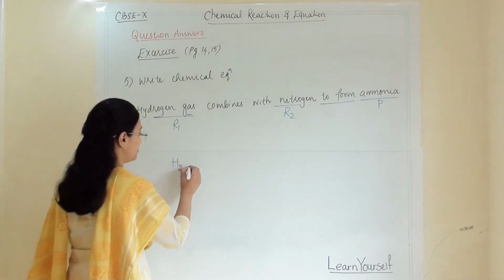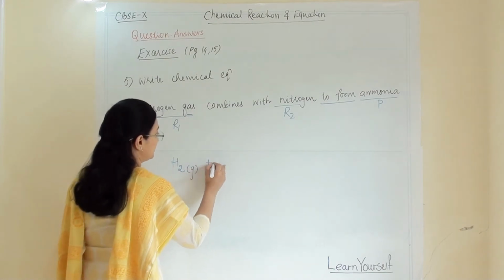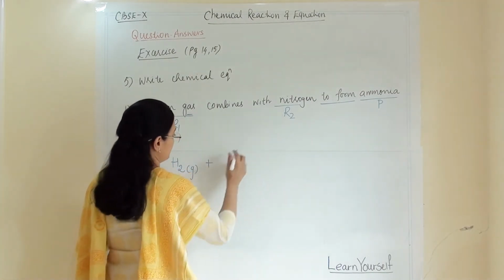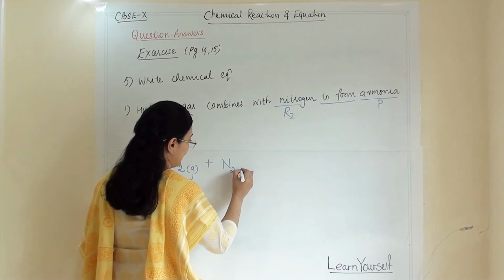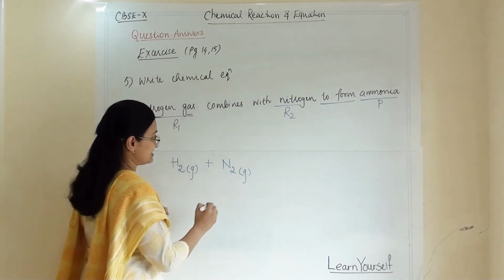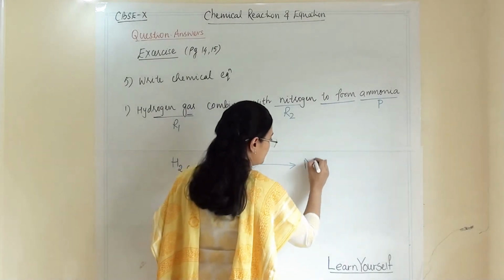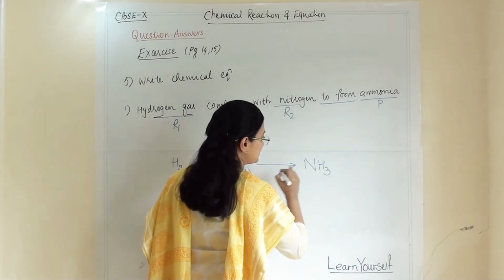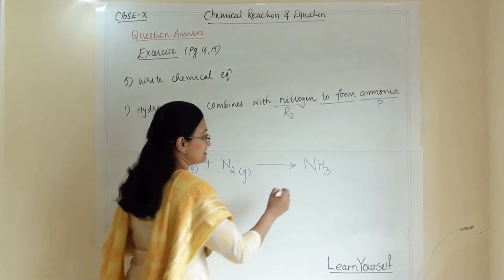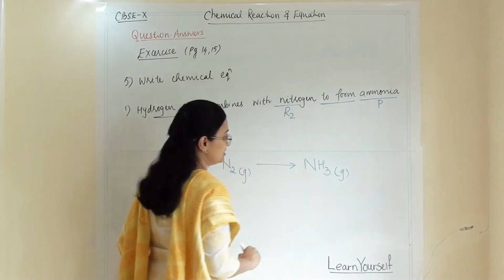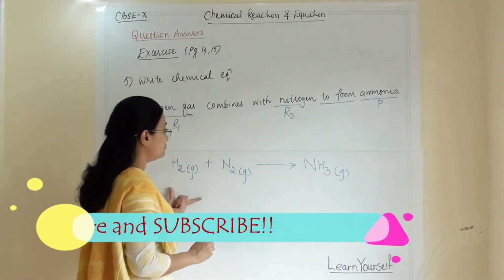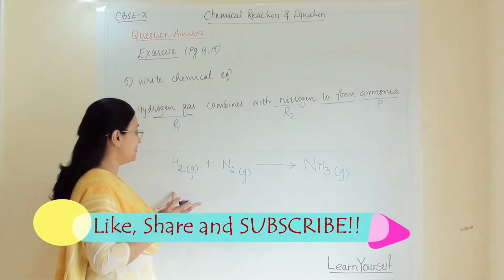H alone cannot be possible. Then nitrogen, so again N2 gas. Then it will give us ammonia. So what is the molecular formula of ammonia? It is NH3. Ammonia is also a gas. So this is NH3. Now the second step, we have to balance it.